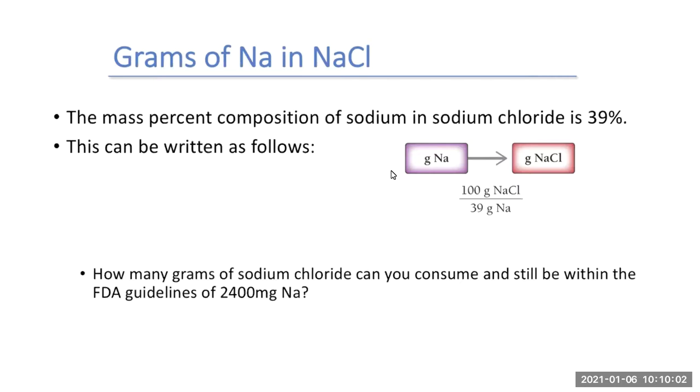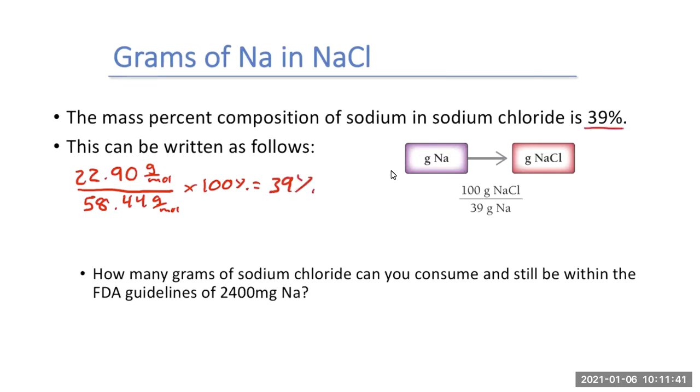I know that each sodium is 22.90 grams per mole, and each sodium chloride is 58.44 grams per mole. If I multiply that by 100%, once we do our calculation, we end up with that 39%. See, it works out.